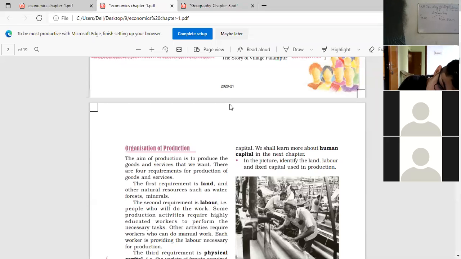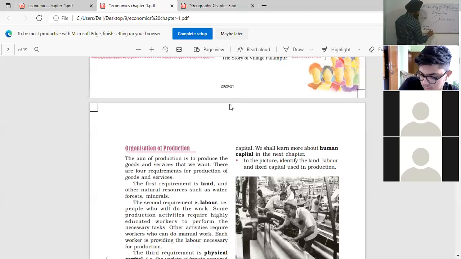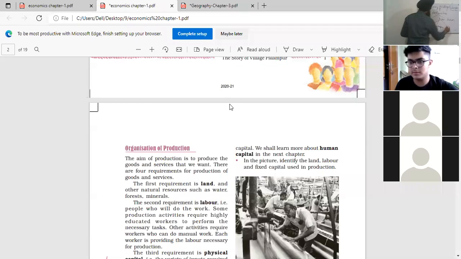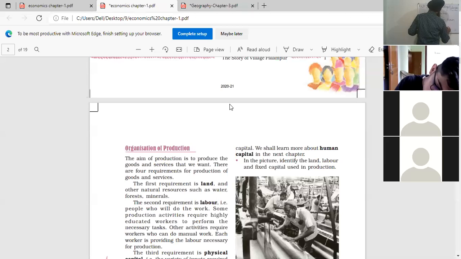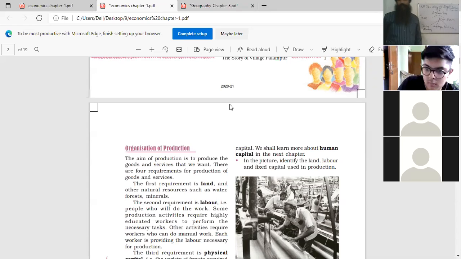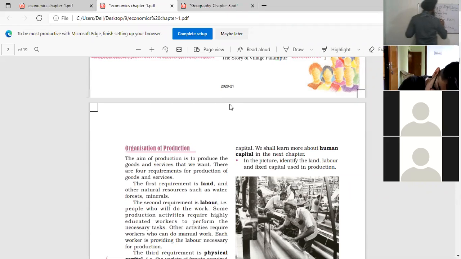Non-farm activities include dairy farming. First is dairy farming. Second, shopkeepers. Third, small scale manufacturing units. Manufacturing units means industries. Small scale industries are there. Dairy farming, small scale industries, shopkeepers, and transport.